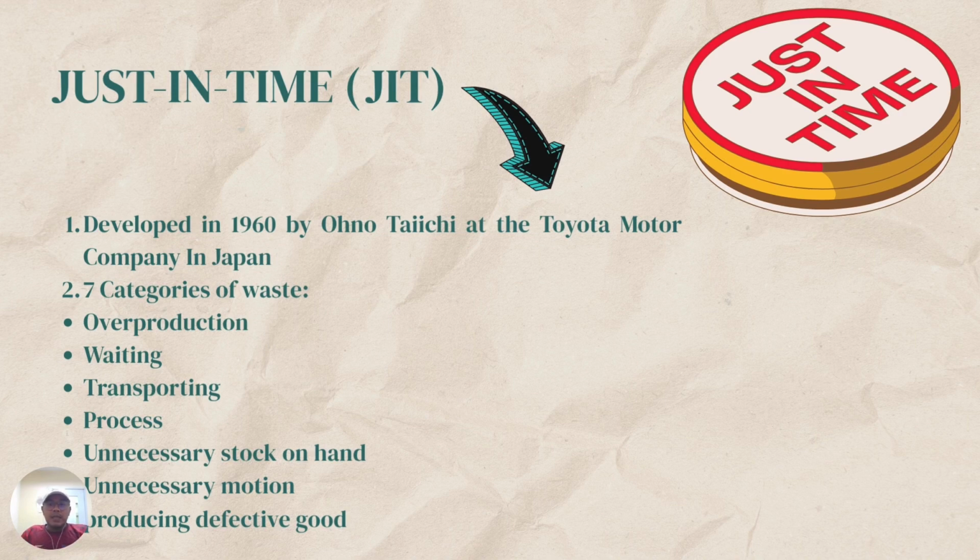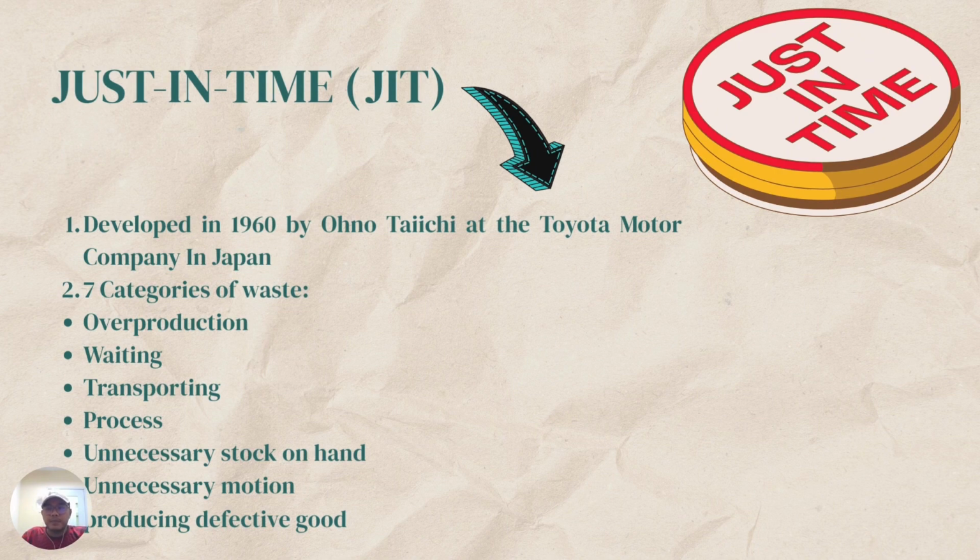By the way, JIT was developed by Taiichi Ohno in 1960 at the Toyota Motor Company. JIT aims to reduce overproduction, which is one of the key wastes in manufacturing, whether clothing, food manufacturing, machine manufacturing, and also in our topic, which is car manufacturing.